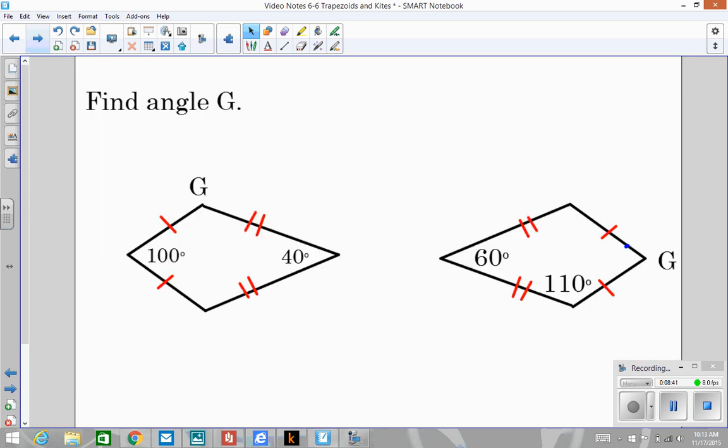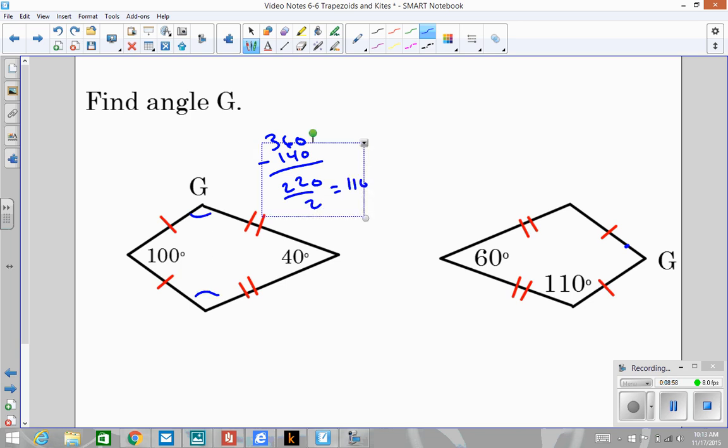Now, remember I told you that the angles are congruent, so in this case here, we know that we have 360 degrees in a kite, minus 140 degrees. That leaves me 220 degrees left. And since these are the two congruent angles, we divide this by 2, and it leaves me 110 degrees.